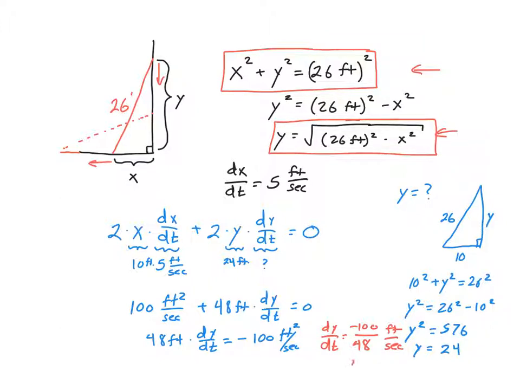So I can write that as dy/dt is equal to negative 2.083 feet per second. So that tells me how fast the top of the ladder is moving down the wall, and it's negative because it's going down, at the point where the base of the ladder is 10 feet from the wall.